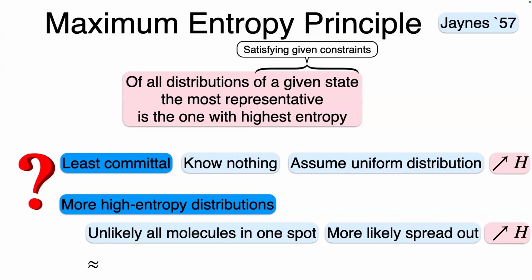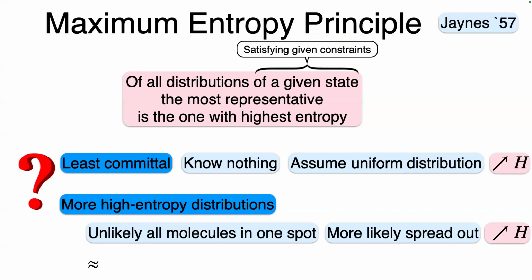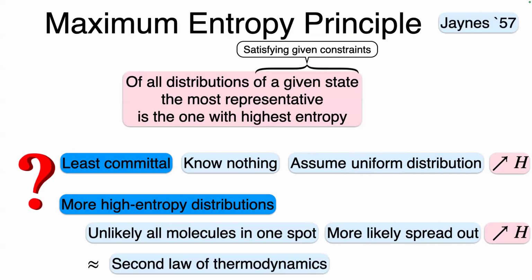And that's because there are more such distributions. So there are more ways to arrange them, all random points and so on. So high entropy is more likely. Okay, and that's also the same as the second law of thermodynamics. That's the maximum entropy principle.